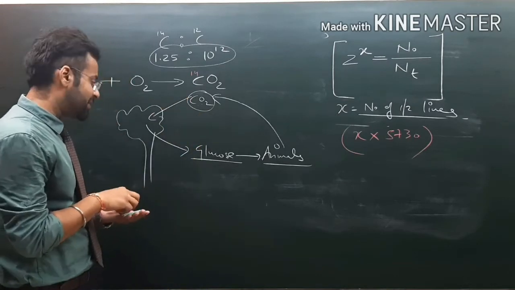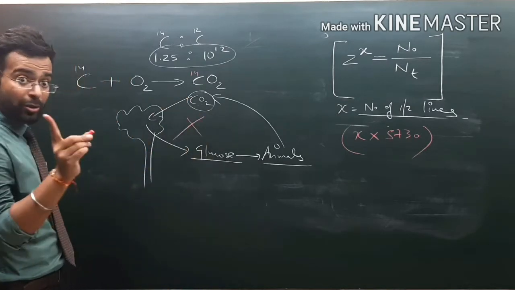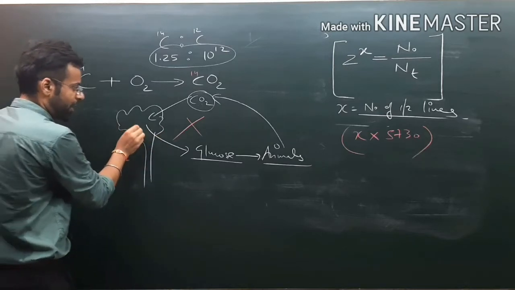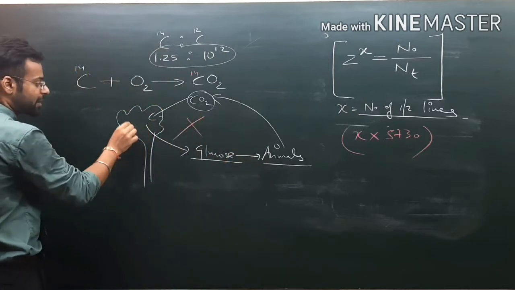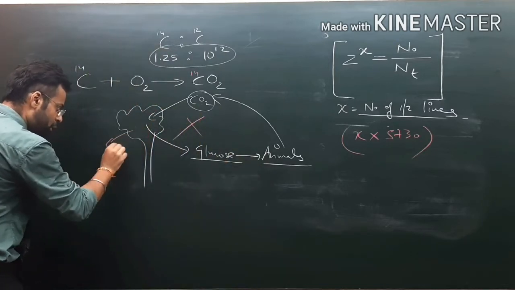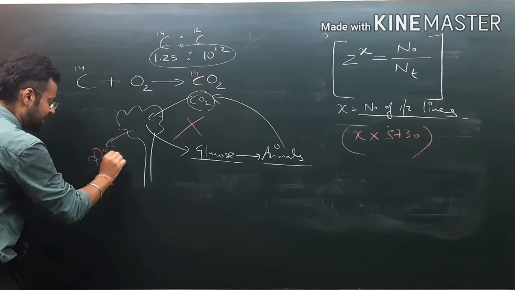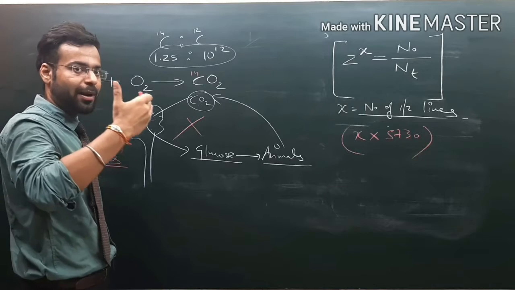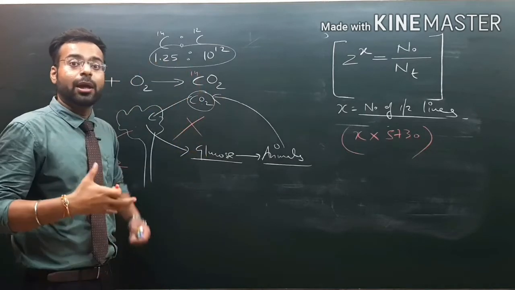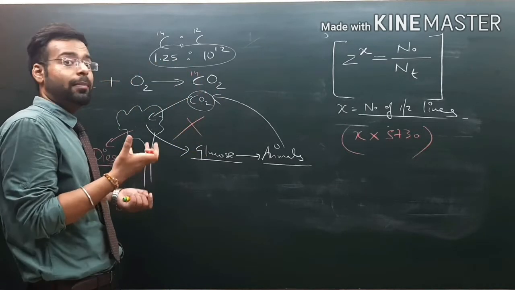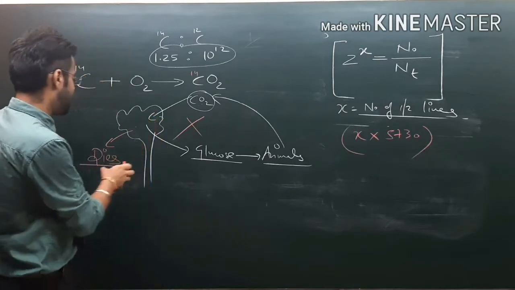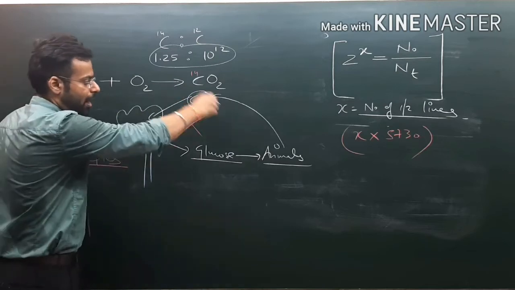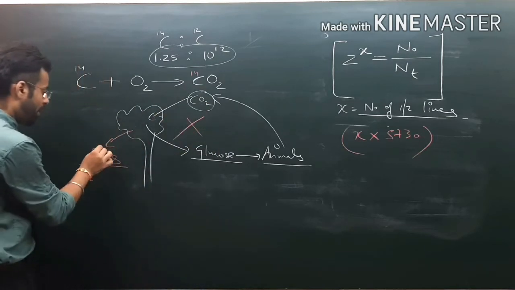Now, as soon as the cycle breaks, and when will the cycle break? The cycle will break when either of them, this or this, dies. So let's say this plant dies. When this plant dies, it is no more a part of the biosphere. Earlier it was part of the biosphere. Now it has become an abiotic component. So when it has become an abiotic component, it has died. Now it is not a part of the cycle of the carbon.